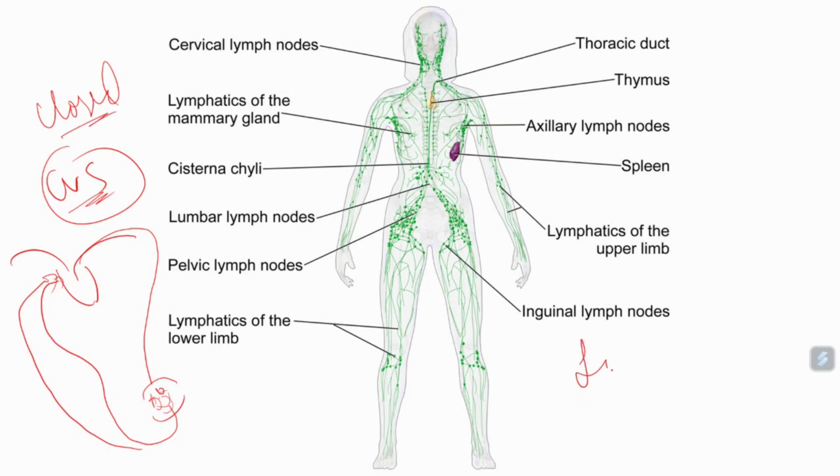Whereas the lymphatic system is an open system. Sometimes fluid from the cardiovascular system spills out. This spilled fluid is collected by the lymphatic system, and the lymphatic system sends the fluid back to the blood vessels. So the lymphatic system is the supportive system for the cardiovascular system. This you have to remember.